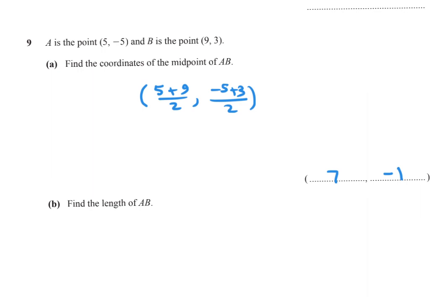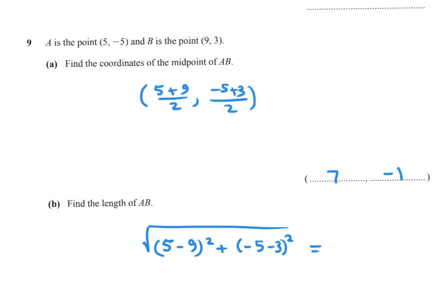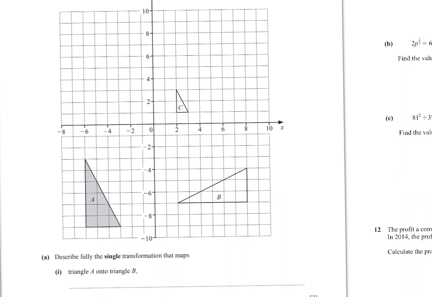D, find the length of AB. To find the length of AB, we have the formula for the distance. So, x minus x, 5 minus 9 squared, plus y minus y, so negative 5 minus 3, all squared, then square root for the answer. 8.94 to 3 significant figures.